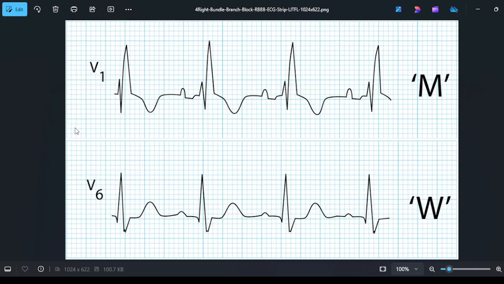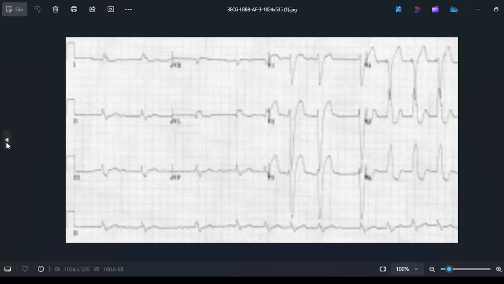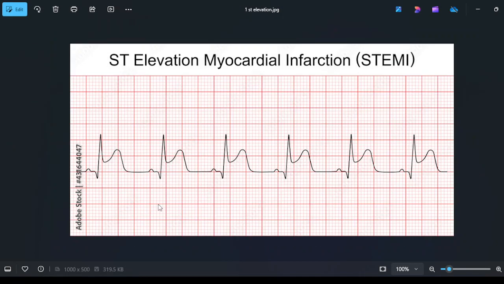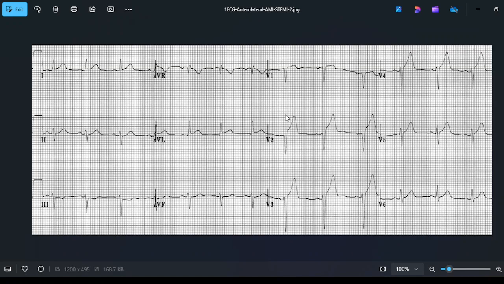I will tell you overall, we need to check if there is any ST elevation anywhere. Okay, so let's go back to the ST elevation. That would be better to start from. So I will go back to the ST elevation. Okay, this one was, yeah. This one is an ECG of anterior MI.